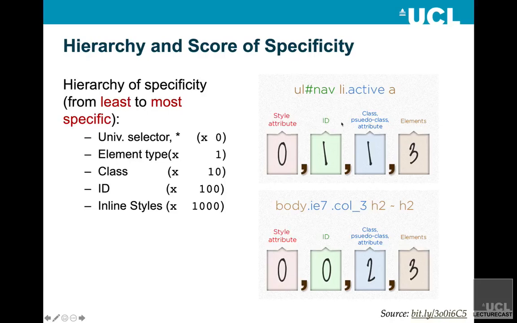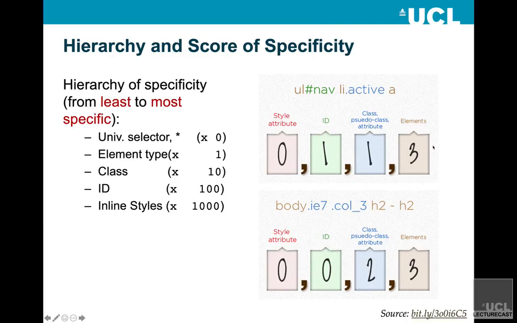Now we know that classes are 10 times the weight of the element type. Do we have a class here? Yes. .active is a class, and we know it's a class because it's a dot here. So there's only 1 here, and therefore the value for this will be 1. So far the value of the score is 13.